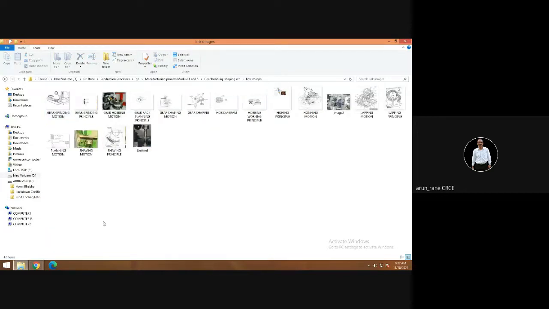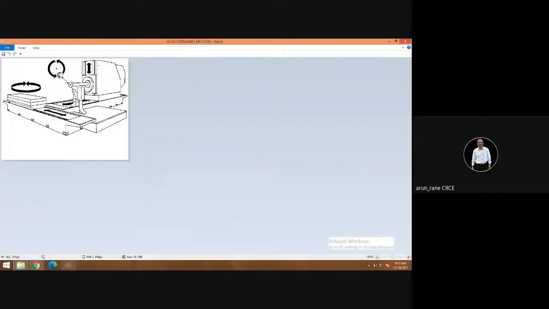Again, I have some pictures here, so I'll show you one by one. These are the different motions or the mechanisms of the gear teeth machine. Your workpiece is mounted here, which can rotate. Your cutter can rotate. Then this table will move in this x direction. This is your y direction, and this is your z direction.